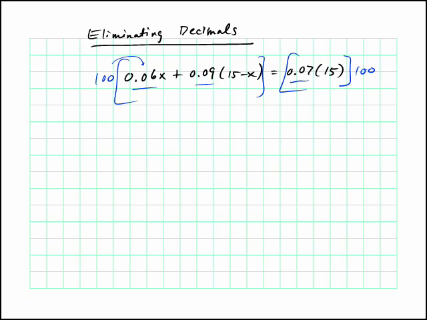100 times 0.06x is just 6x. And the short way of doing that is when you multiply something by 100, you just take the decimal place and move it over 2 places. Same thing over here with the 0.09, move it over 2 places, that's a 9. So 100 times 0.09 is actually 9 now, times (15 minus x). And on the right side, 100 times 0.07 is just 7 times 15. No more decimals, the problem looks a lot easier to solve.